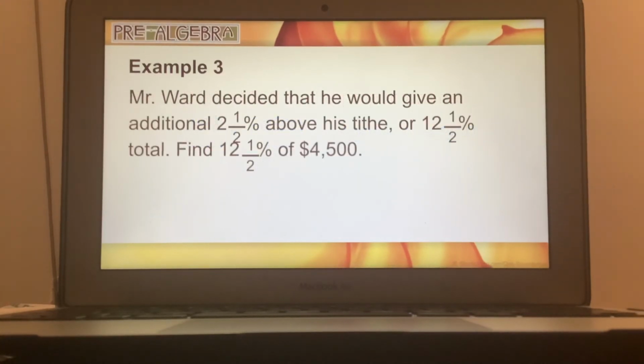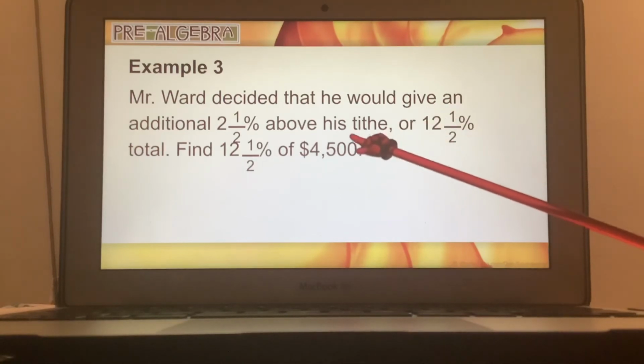All right, the next example. Mr. Ward decided that he would give an additional 2.5% above his tithe, or 12.5% total. Find 12.5% of $4,500. First of all, we need to define some of the terms in our word problem here.